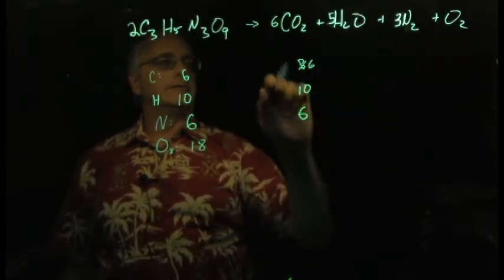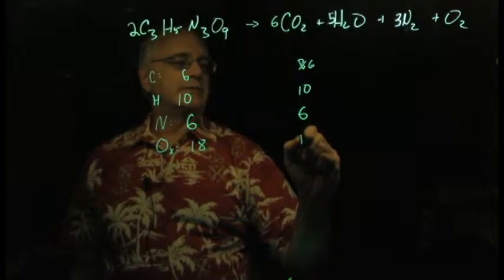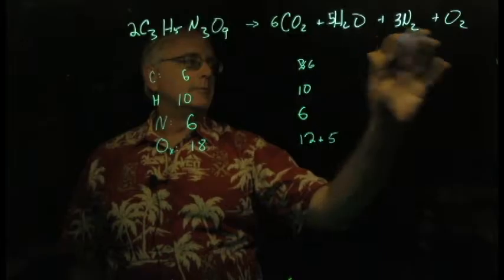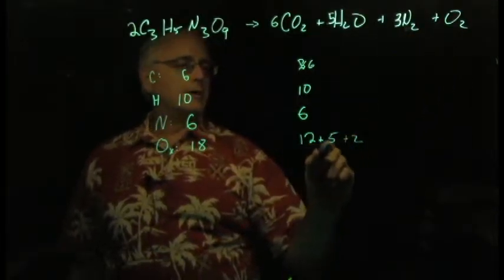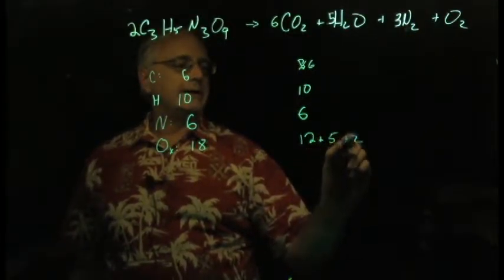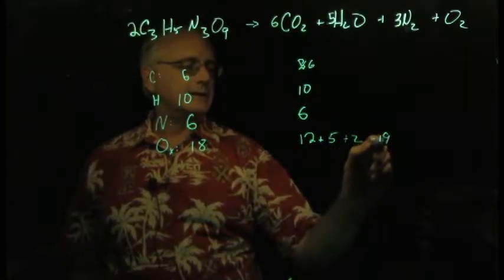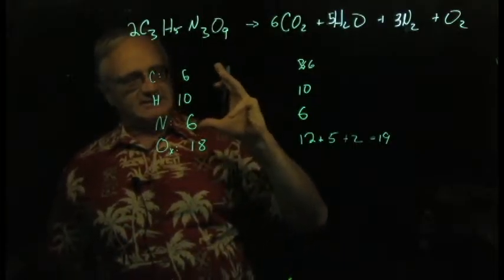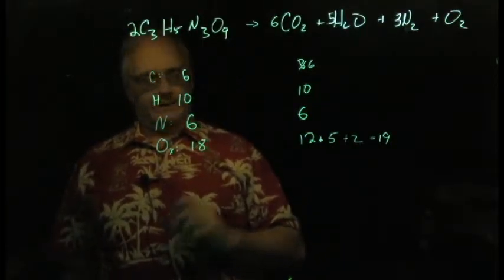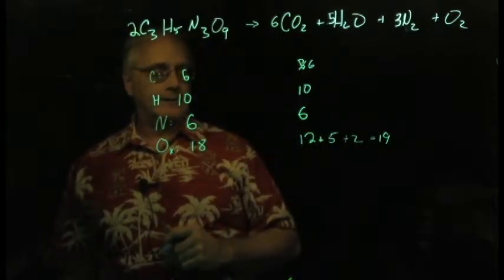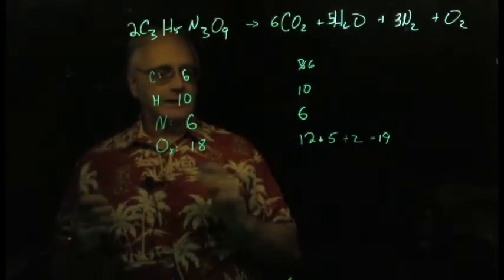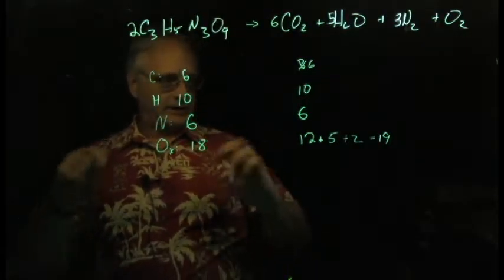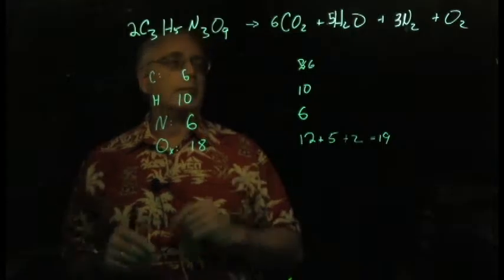Over here with all those different things, I've got 12 oxygens there, plus 5 oxygens there, plus 2 more. 12, 17, 18, 19. Well, that kind of didn't work out so well. Now, there's a couple of choices here. You can cuss it out and leave, one possibility.